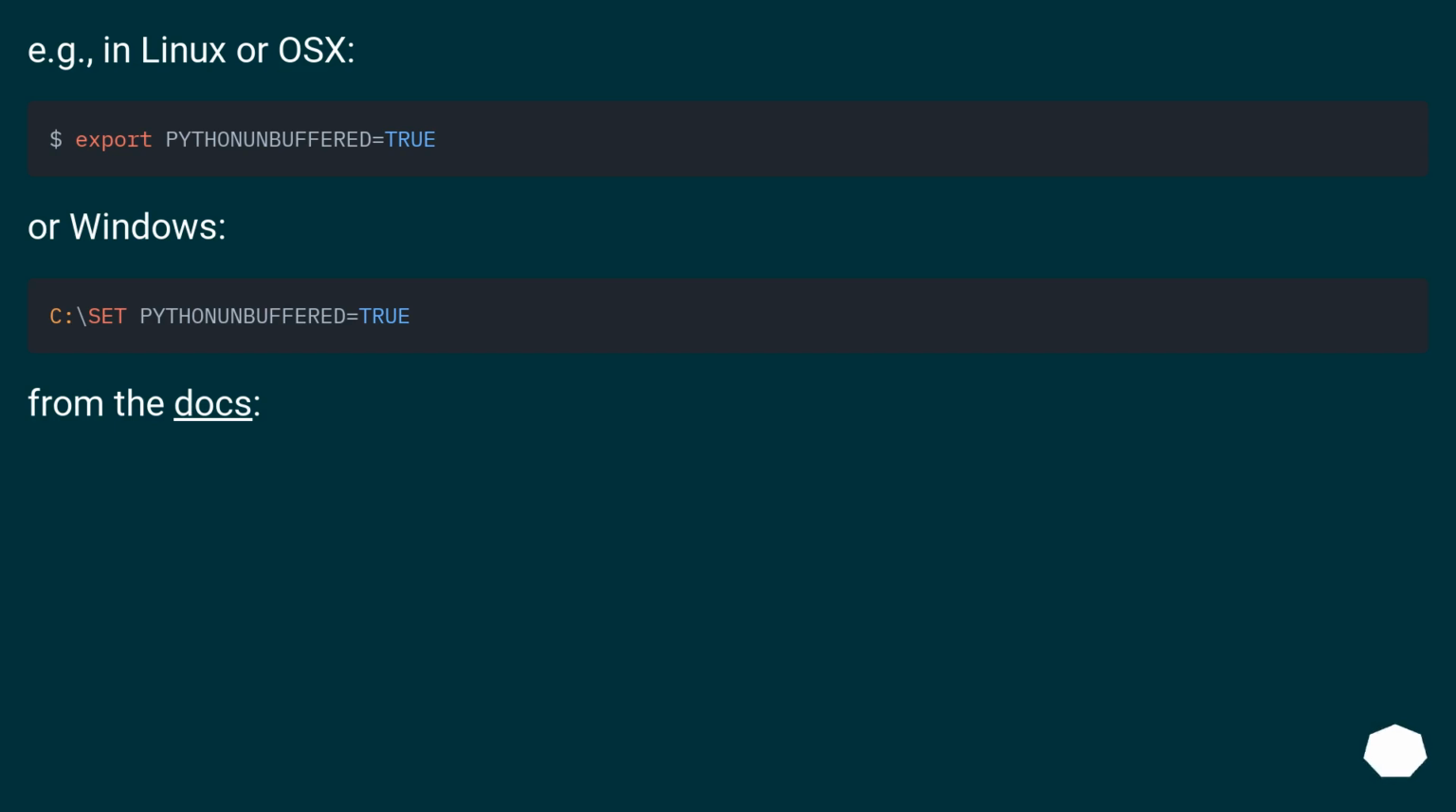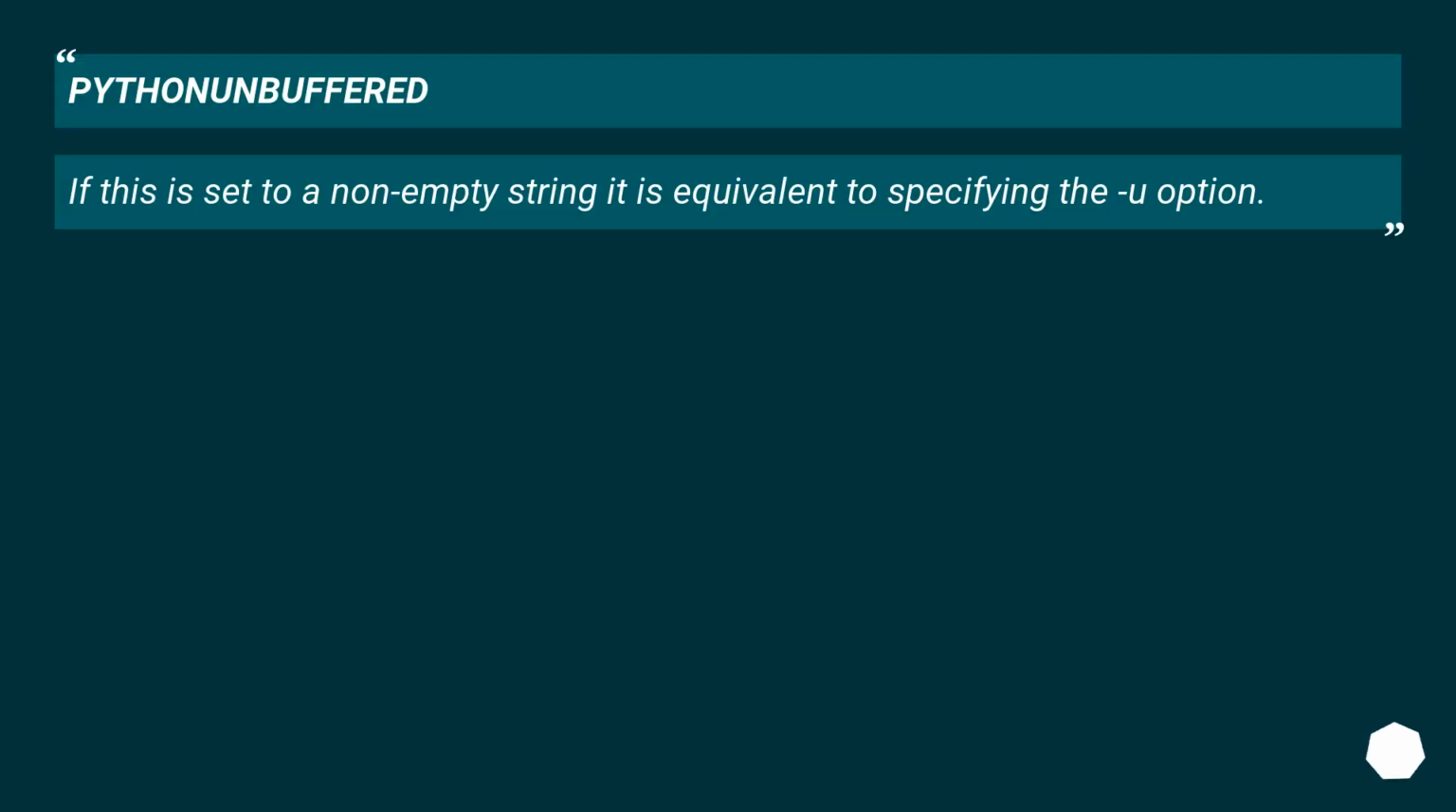For example, in Linux or OS X, or Windows. From the docs: PYTHONUNBUFFERED. If this is set to a non-empty string, it is equivalent to specifying the -u option.